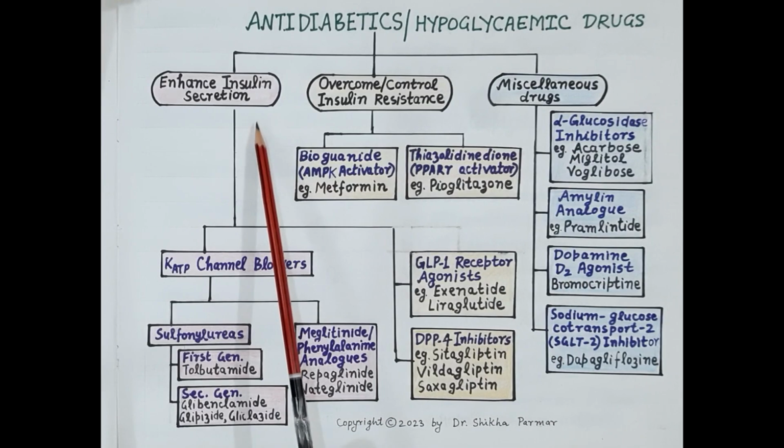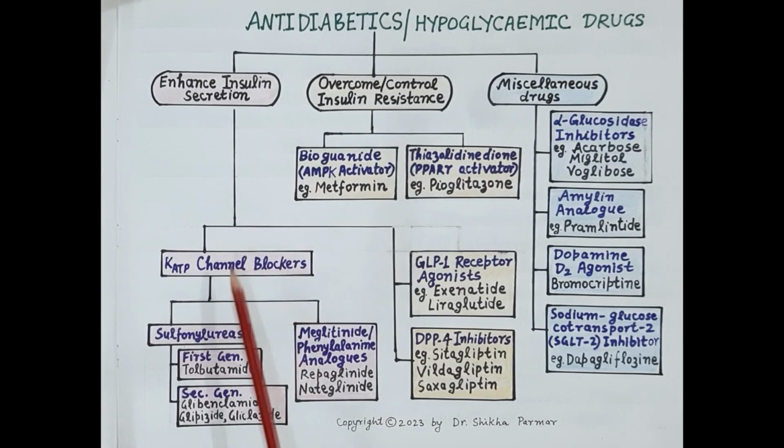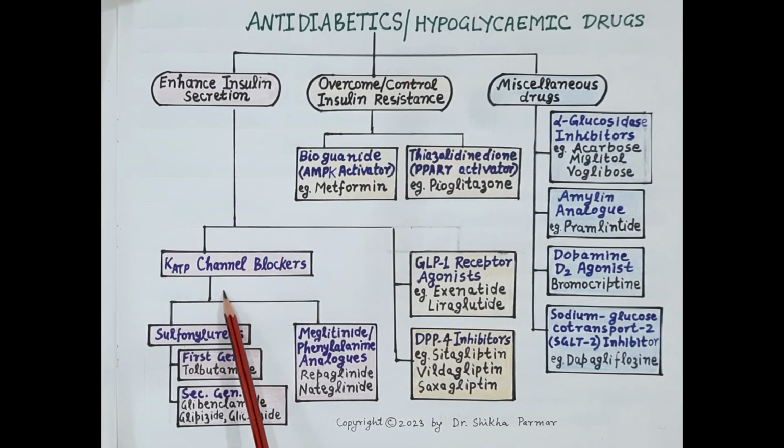Now first category of anti-diabetic drugs stimulate pancreatic beta cells to increase insulin secretion. So these drugs enhance secretion of insulin. These are further classified as ATP sensitive potassium channel blockers, GLP-1 receptor agonist and DPP-4 inhibitors. Now sulfonylureas and meglitinide analogs are the class of drugs that block ATP sensitive potassium channels of pancreatic beta cells to increase the secretion of insulin.